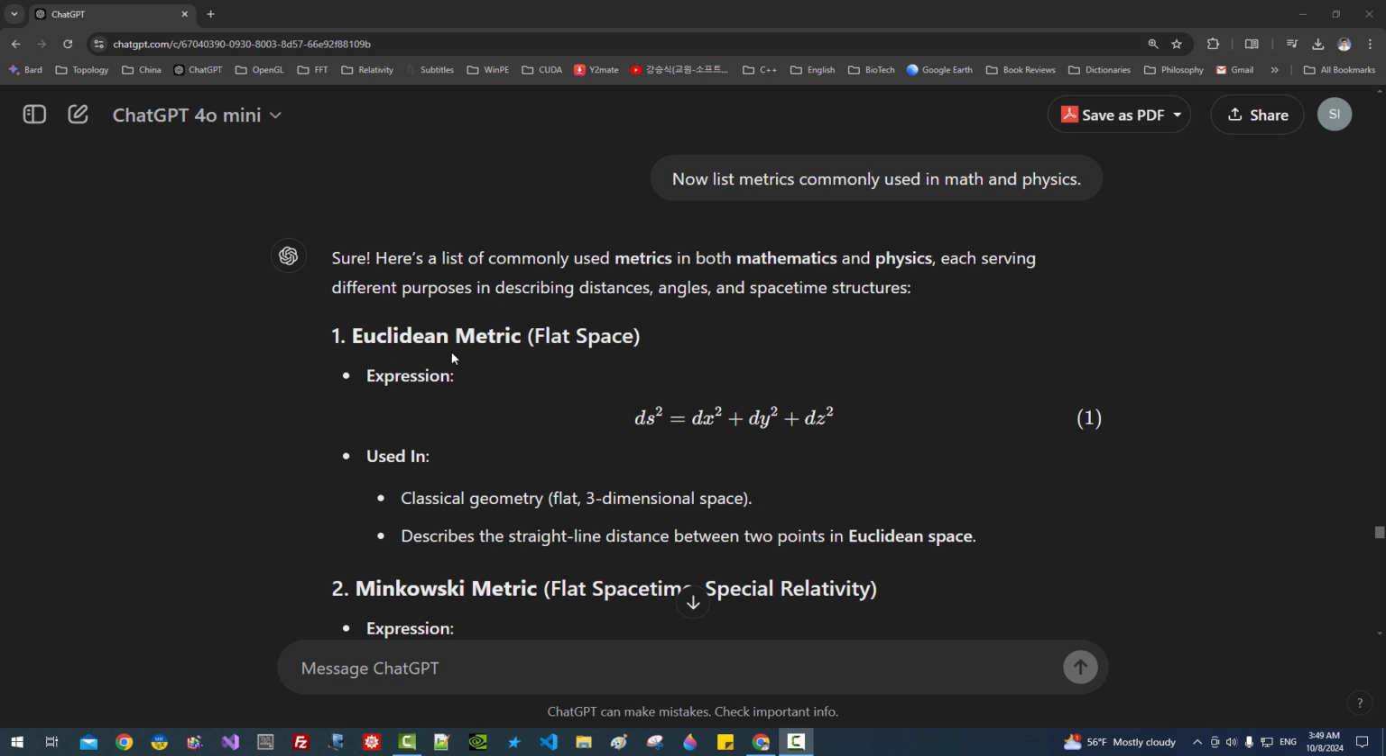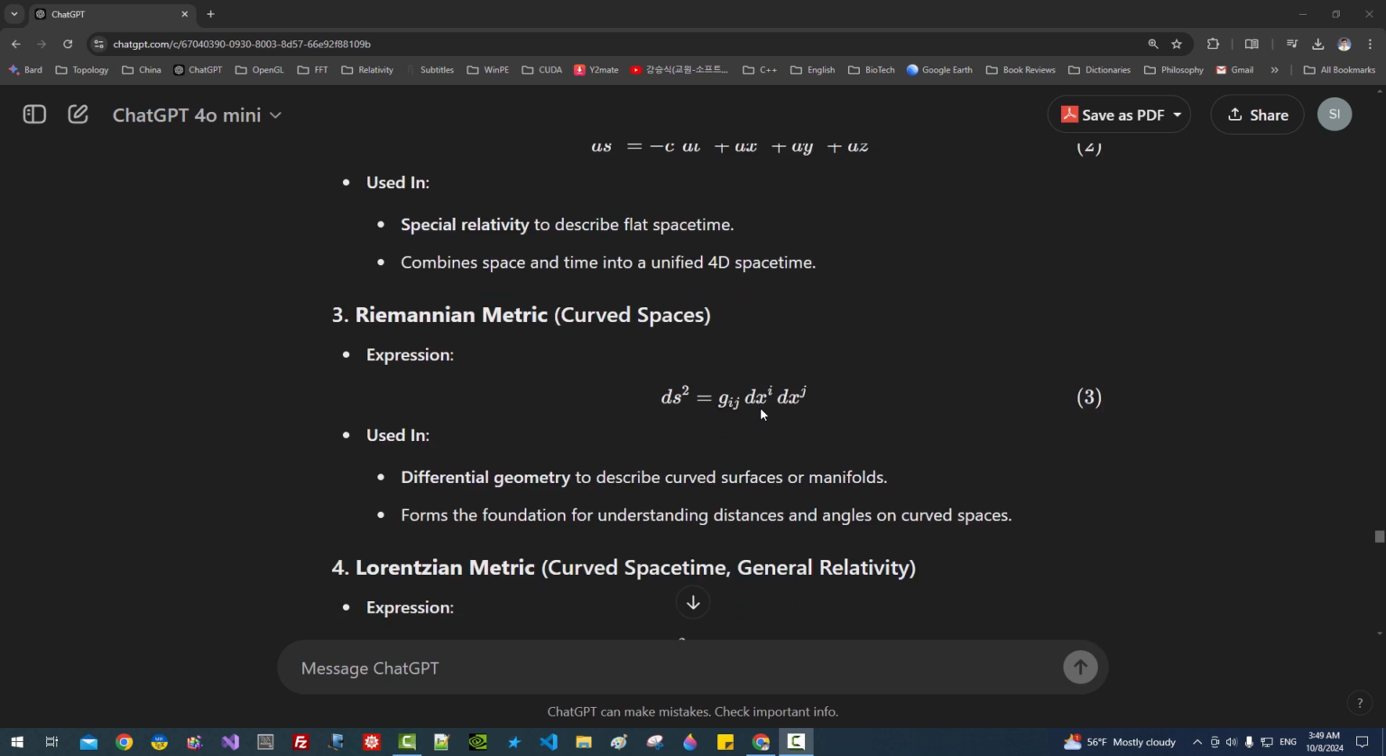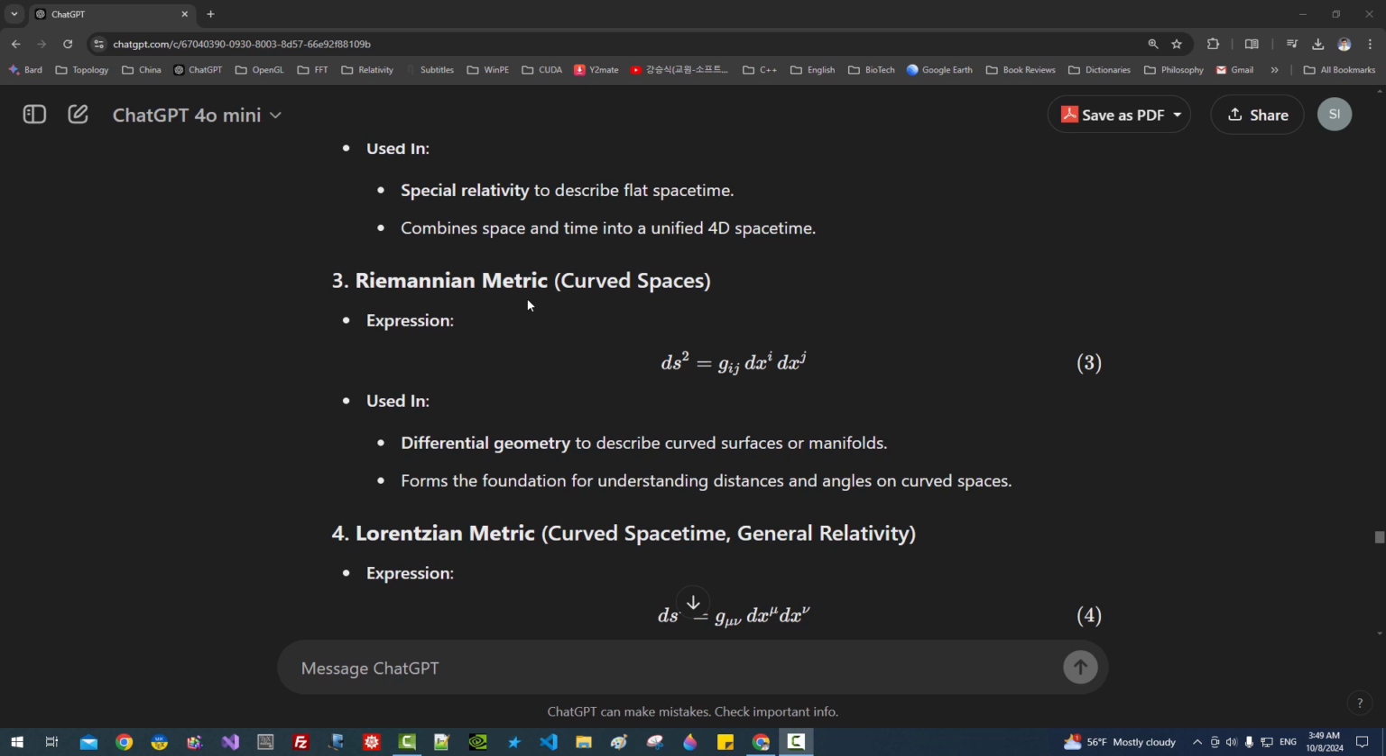First, Euclidean metric. This formula must look familiar. Second, Minkowski metric, flat spacetime, special relativity. This metric is commonly used in special relativity. Third, Riemann metric, curved space. This metric might look unfamiliar if you don't have experience in tensors.